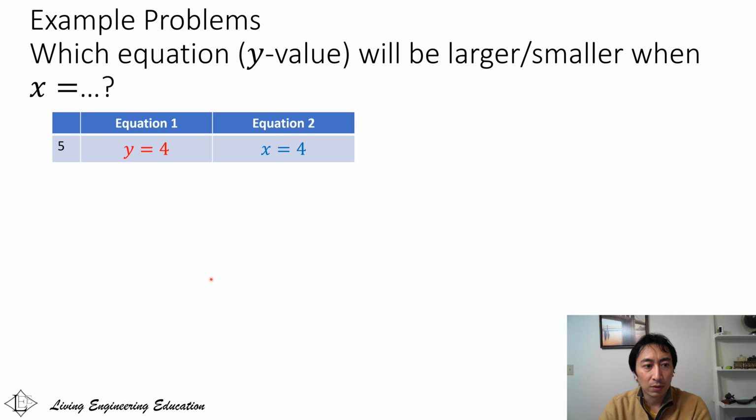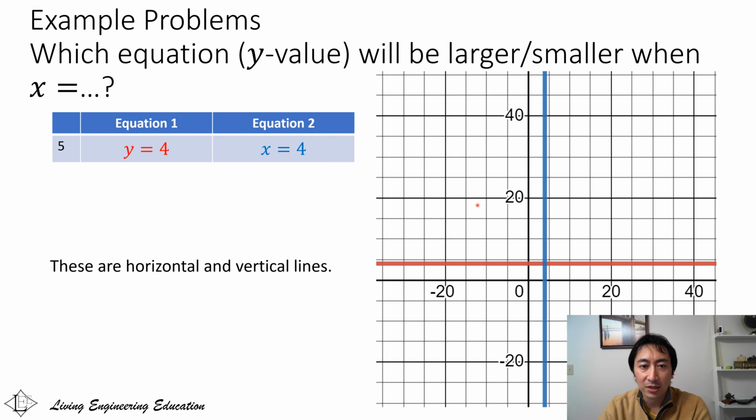And finally, I have y equals 4 and x equals 4. This is kind of a trick question, or just to help us remember: if y is equal to a constant, that means it's a horizontal line. If x equals a constant, that's a vertical line. So in this case, at any x location, you don't really make a comparison, because there's no real comparison to be made when you're comparing a slope of 0 and the slope of infinity lines.